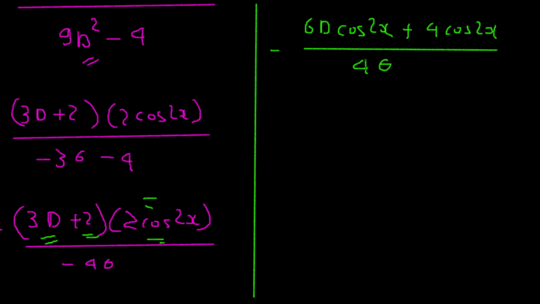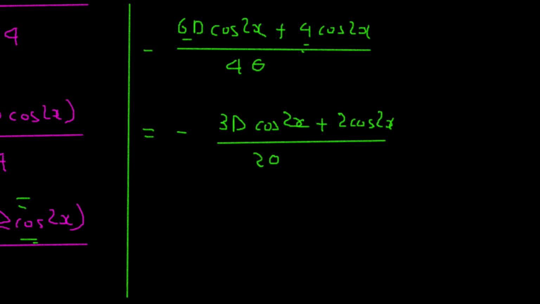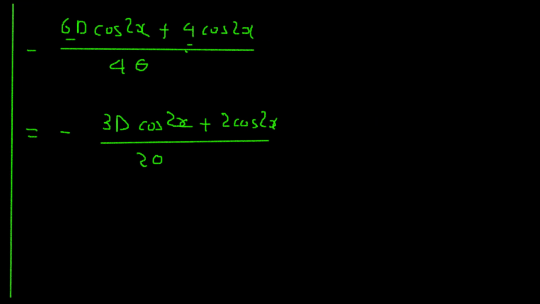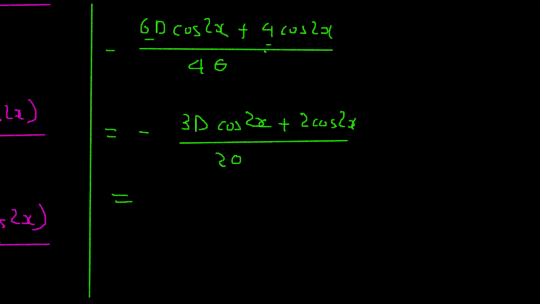And yeah, mostly this is just a simple simplification. What we can do is just take the 2 common here. I'm going to solve a little bit faster now. Taking 2 common, what we're going to get is 3d cos 2x plus 2 cos 2x upon, here it will be 20, because doing so it will remain 20. Okay, now let's see what we can do more. It's 20, and what we can do more here is 20.